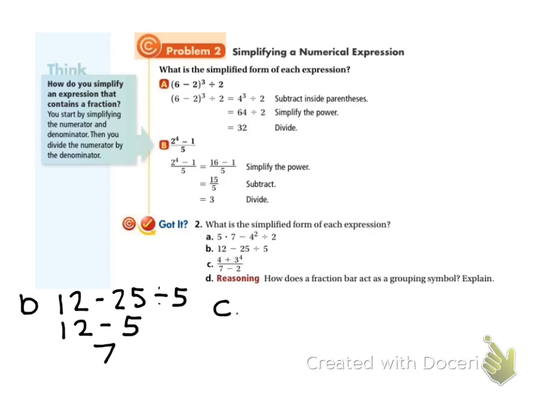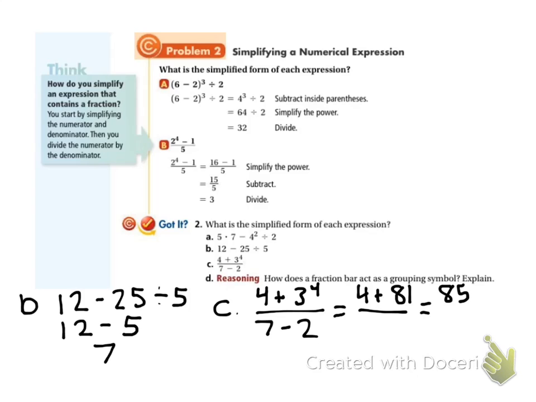Part C has a fraction bar. So like I said before, we're going to treat the top as a group and treat the bottom as a group. So if I start by looking at the top, I have 4 plus 3 to the 4th. So I'm going to simplify my exponents first. So I'll leave my 4 plus alone, and 3 to the 4th gives me 81. And then I have addition left, so I just add those and I get 85.